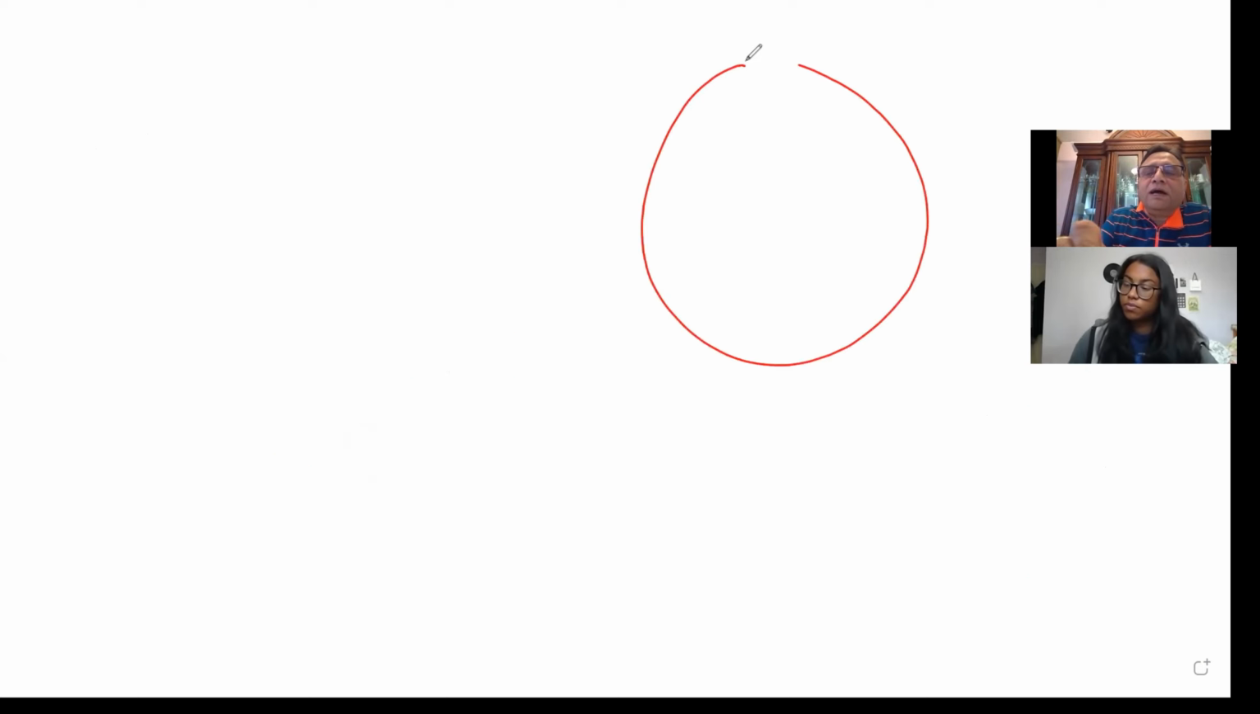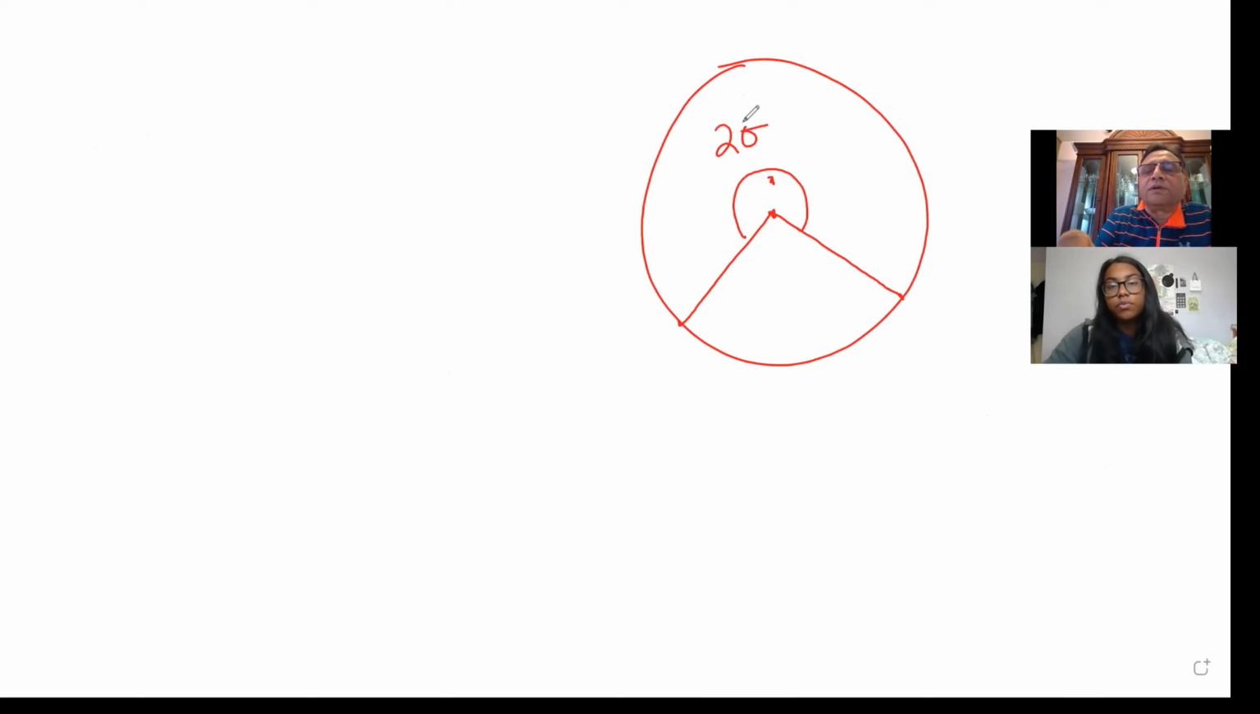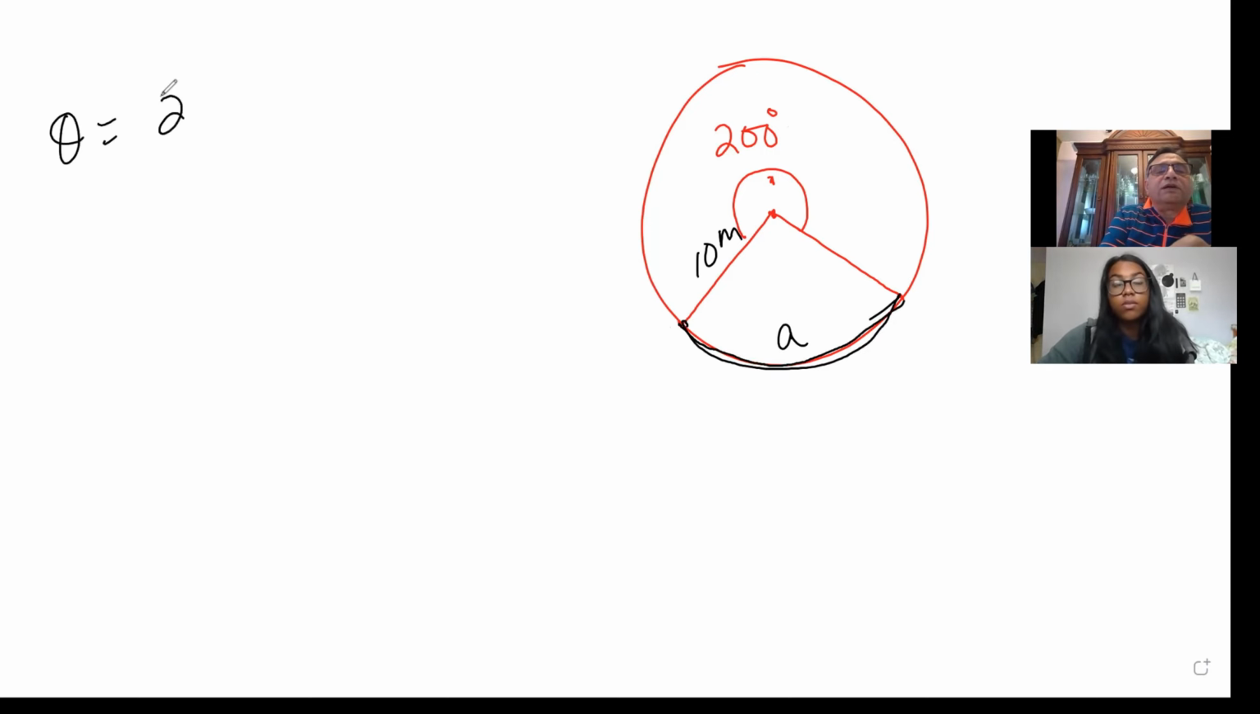Now, on the other hand, if I have this circle and let's say this angle is 200 degrees for me, then can you find the arc length A for the radius of 10 meters? How much will A be? The angle theta is given to you in 200 degrees. So how will you find A?